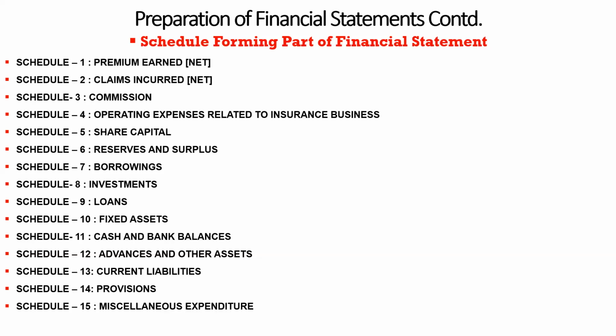Schedule 10 is for fixed assets. Schedule 11 is for cash and bank balance. Schedule 12 is for advances and other assets. Schedules 13, 14, 15 are for liabilities: 13 for current liabilities, 14 for provisions, 15 for miscellaneous expenditure not written off.